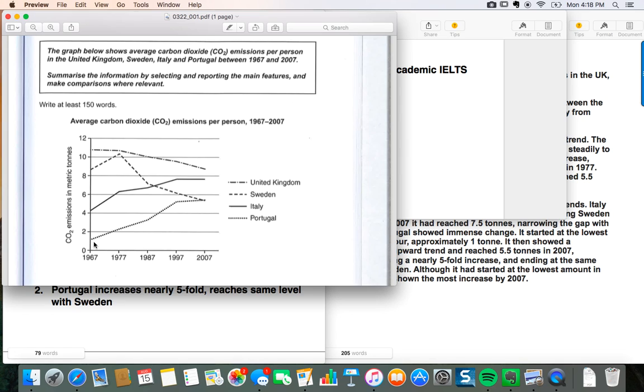Also here, Portugal starts at the lowest and it increases. Now, here's the interesting thing. It's the lowest at the beginning, it's the lowest at the end, but it still showed the most increase. It went from about 1 or 1.1 to about 5.5. So it's increased almost by 5 times. So that's the biggest one. That's one thing they really look at, is even though it's a small amount, did it increase the most?